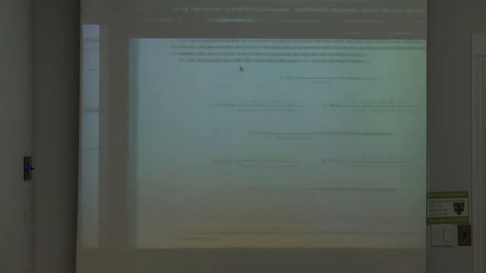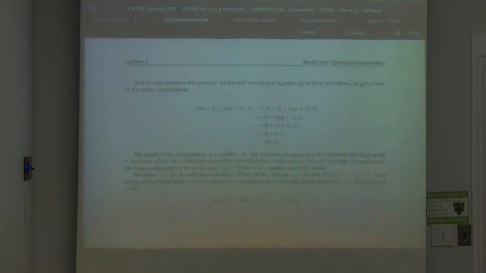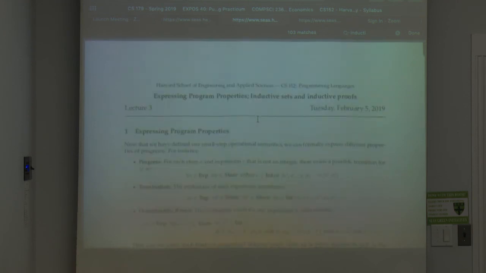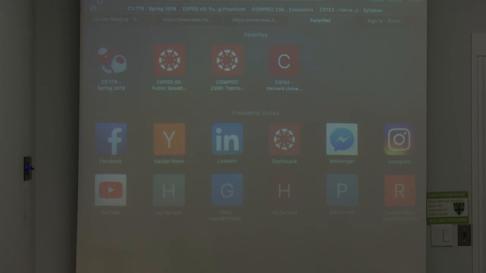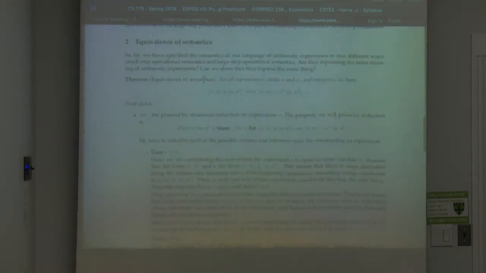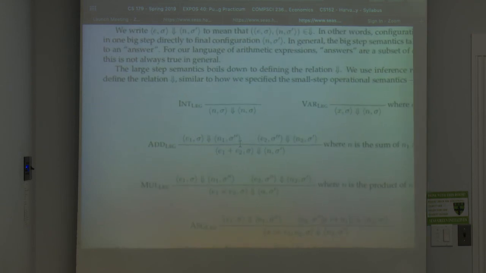How do we get this derivation? We need to look at the large step derivation rules, which are not here. They are in lecture 4. Oh my god, yes, here they are. So we apply the same logic. We learned about axioms, we learned about inference rules, and we need to apply these same axioms and inference rules in our derivation.